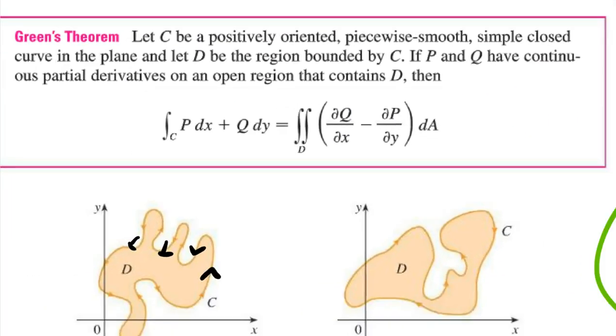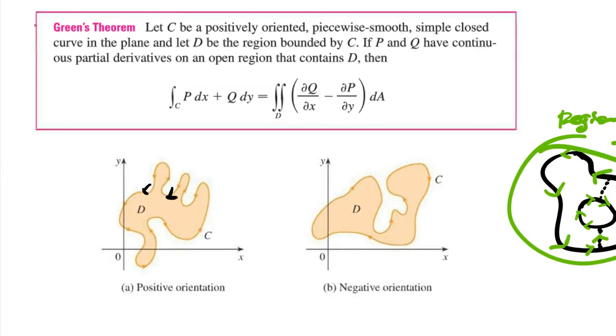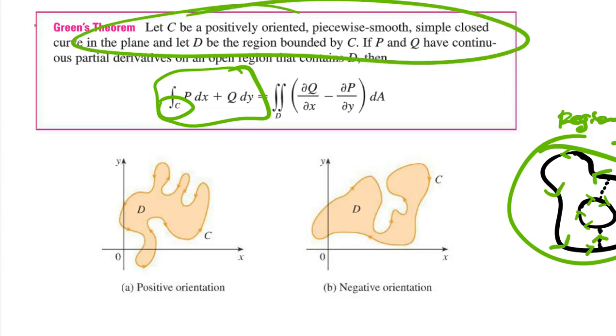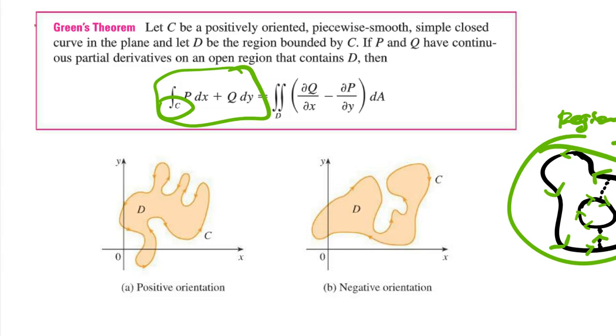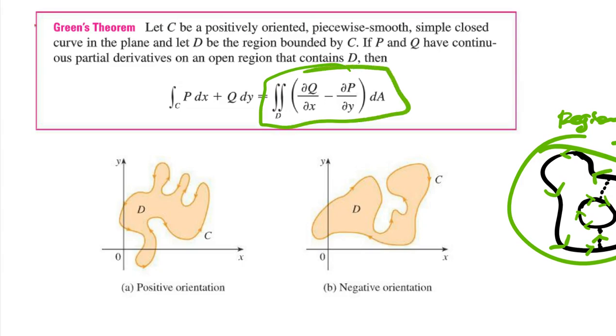The point is this: if you want to find the line integral over C, and C has all these features we've been talking about, it's simple, closed, positively oriented, and piecewise smooth, then what Green's theorem says is that you can actually look at the region inside of the curve and evaluate your line integral that way instead, using this new formula.